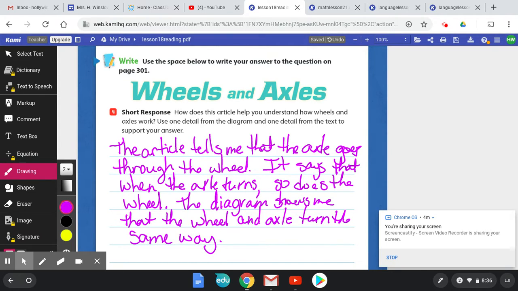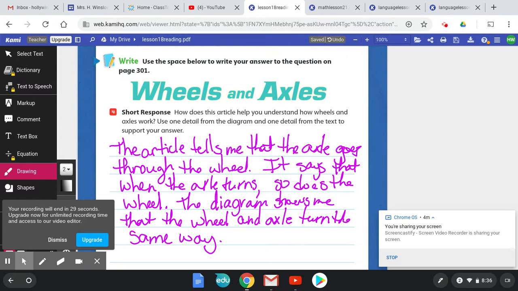So I tell you what the article tells me, and then I tell you what the diagram shows me. So you should have something similar to that. Remember, it doesn't have to be exactly in my words, but it should be something similar, and you should have a detail from the article and a detail from the diagram in the picture.